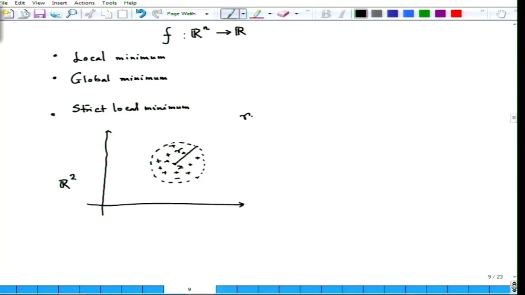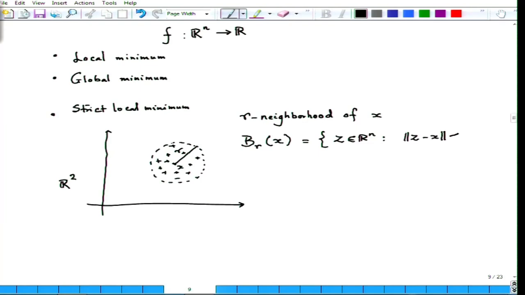and so the r neighborhood of x is nothing but the open ball around x, which is given as the set of all z in Rn, in our case, such that the norm of z minus x, that is the distance between z and x, is strictly less than r. Whatever I am writing for R2 can be easily changed to Rn by replacing 2 with n. So the r neighborhood is nothing but this open ball of radius r.